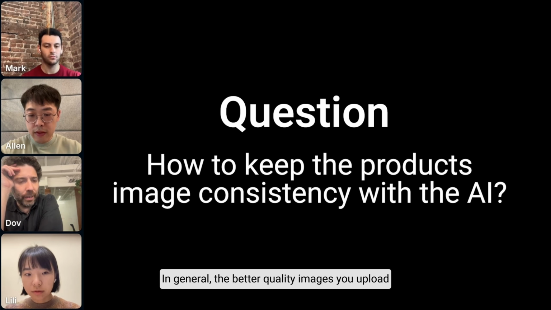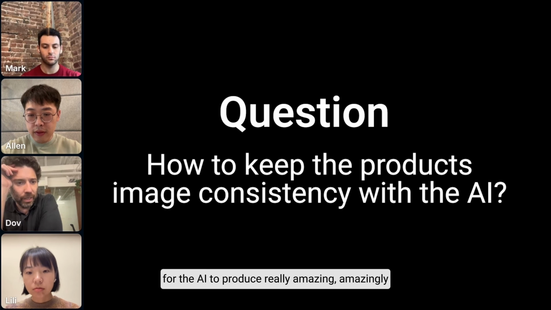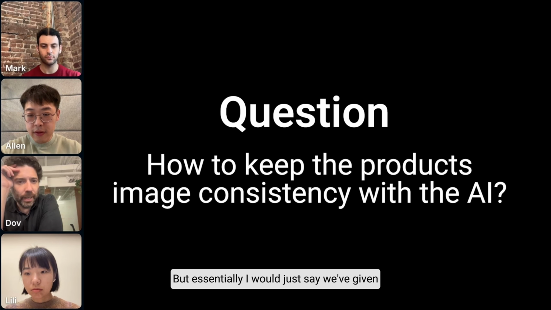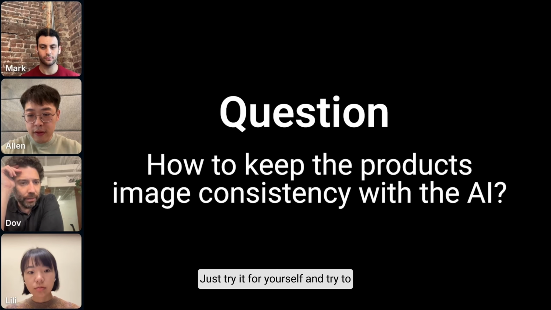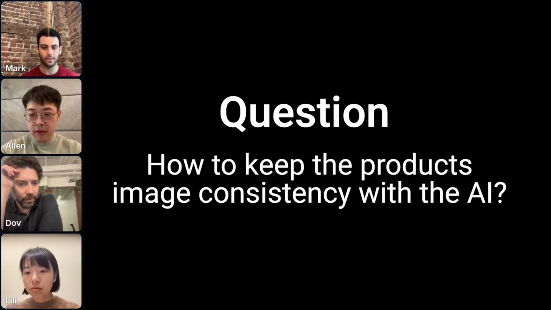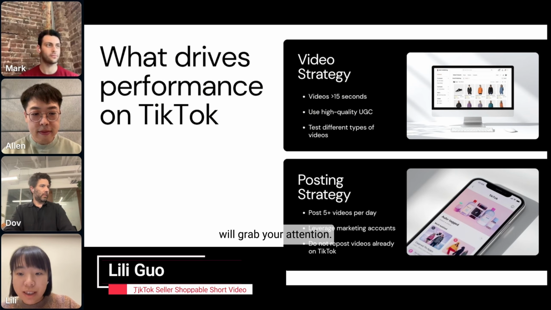In general, the better quality images you upload or you start with, the better your base images of the product, the easier it is for the AI to produce really amazingly consistent videos. But essentially, I would just say we've given everyone here 1,000 credits in the studio. Just try it for yourself and try to use specifically a template because those really are the best way to go.